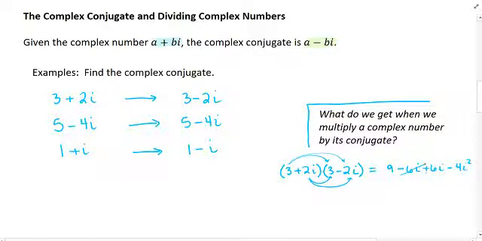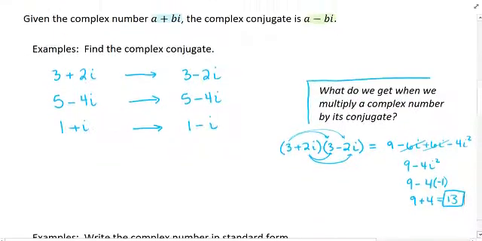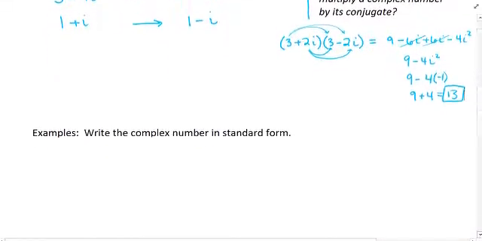Well, my negative 6i and my positive 6i cancel. So I get 9 minus 4i squared. But we know that i squared is negative 1. So that means I get 9 plus 4, or 13. This is what's great about multiplying a complex number by its conjugate. What you end up getting is a real number. So what that does is it helps us divide complex numbers.